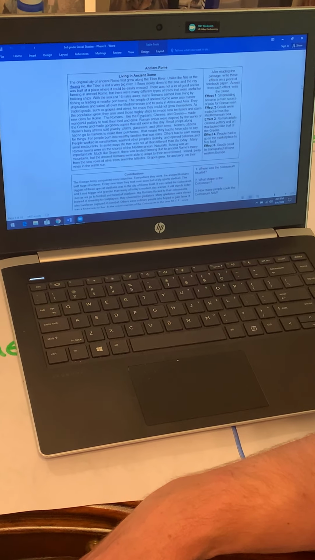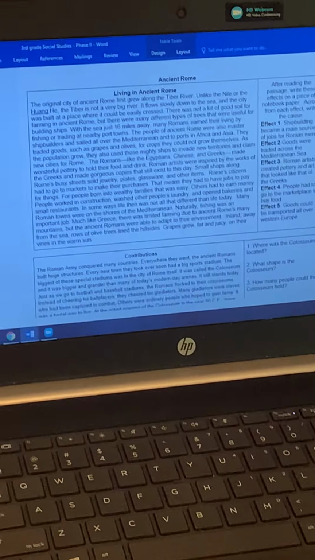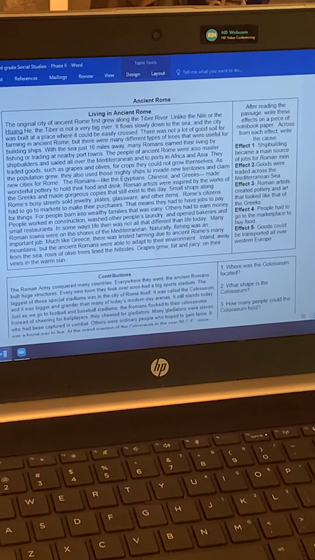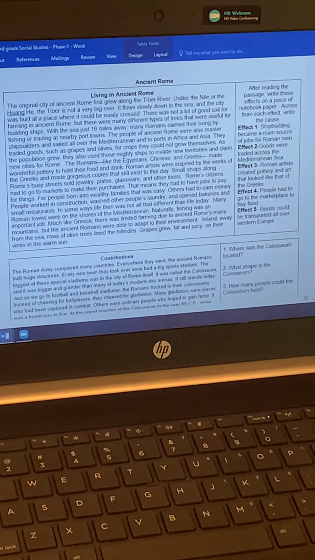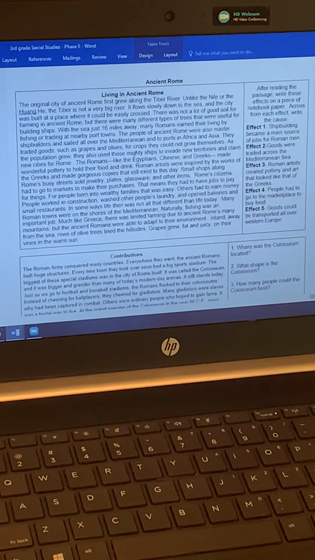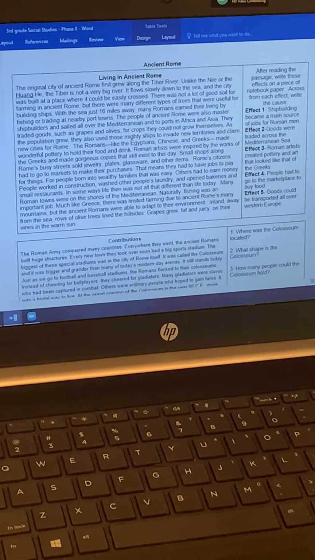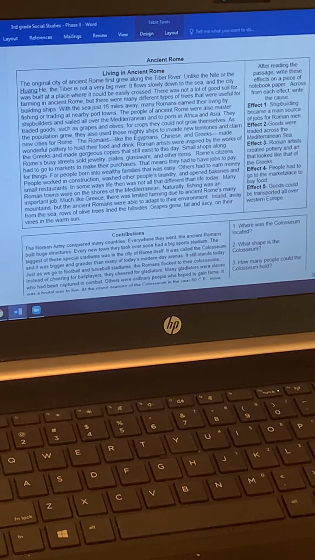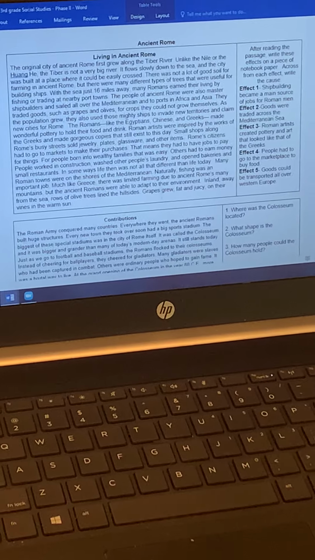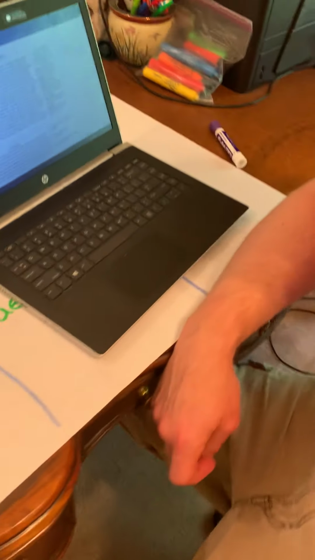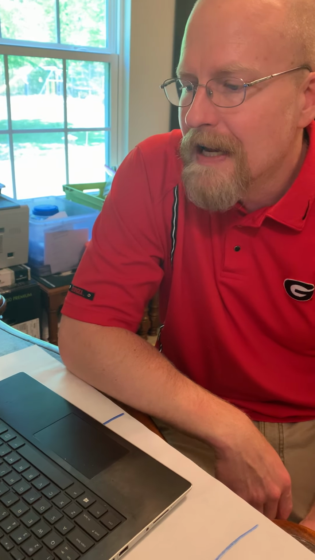There was not a lot of good soil for farming in ancient Rome, but there were many different types of trees that were useful for building ships. With the sea just 16 miles away, many Romans earned their living by fishing or trading at nearby port towns. The people of ancient Rome were also master shipbuilders and sailed all over the Mediterranean to the ports in Africa and Asia. They traded goods, such as grapes and olives, for crops that they could not grow themselves. As the population grew, they also used these mighty ships to invade new territories and claim new cities for Rome.